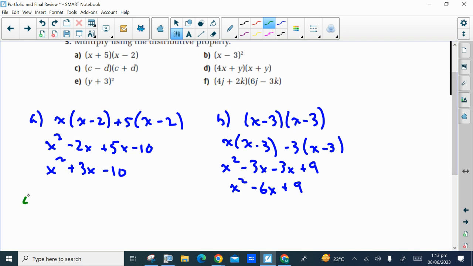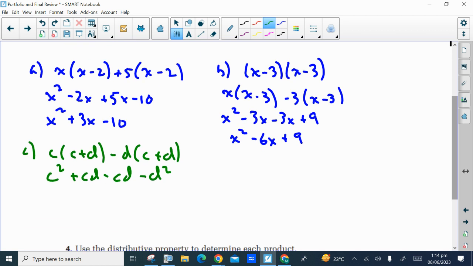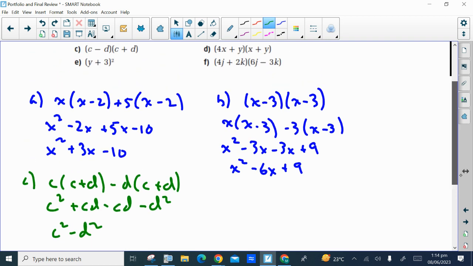Question C. Again, using distributive property. You're going to get c squared plus c times d. Now this next one will be negative d times c or negative cd. Doesn't matter what order they're in. And then minus d squared. In this case, the cd's cancel. Positive cd, take away cd, they cancel. You'll get c squared minus d squared. There's the final answer to that one.